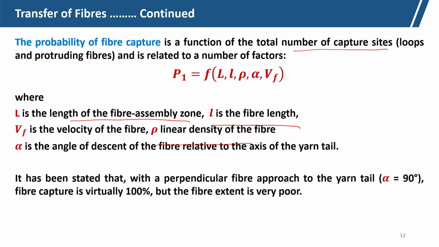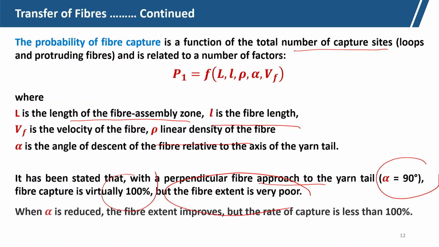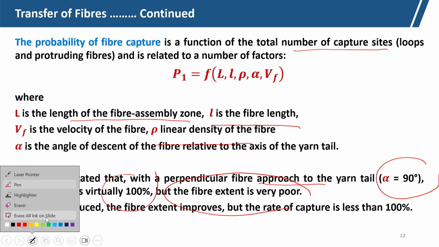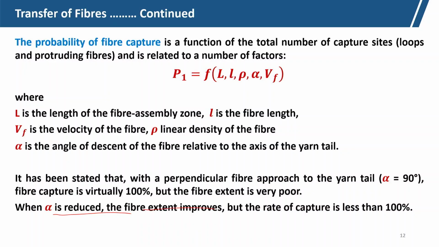It has been stated that for the perpendicular fibers, which approach at 90 degrees, the capture efficiency will be virtually 100%. So, the fibers which are coming vertically, their capture efficiency will be 100%, but the main problem will be the fiber extent. Like in drape 2, the capture efficiency will be high, but fiber extent is very poor, which forms a weaker yarn. When the alpha is reduced, fiber extent improves, but capture efficiency is less than 100%.